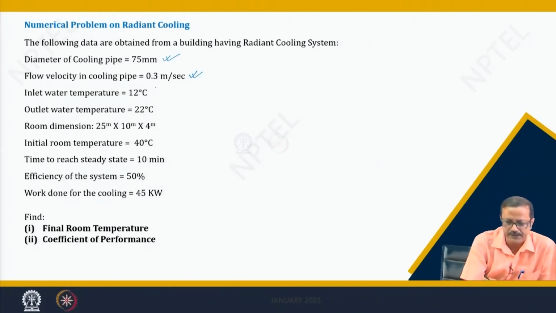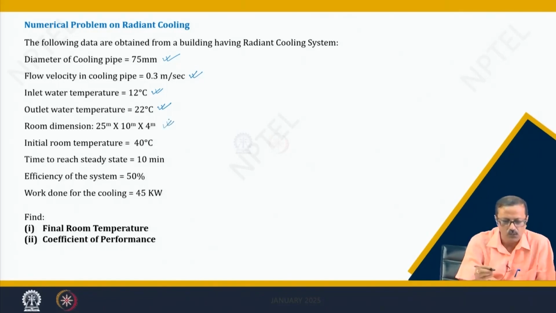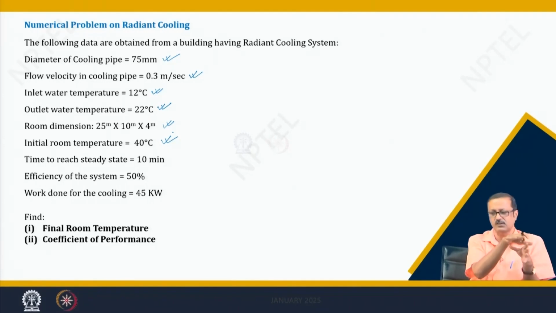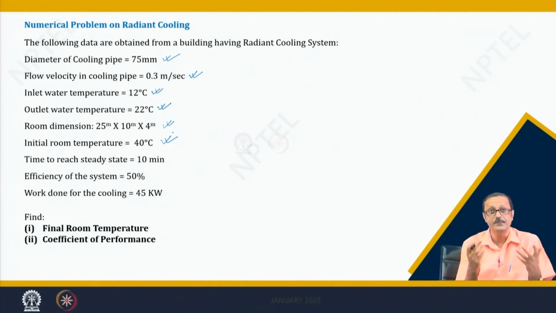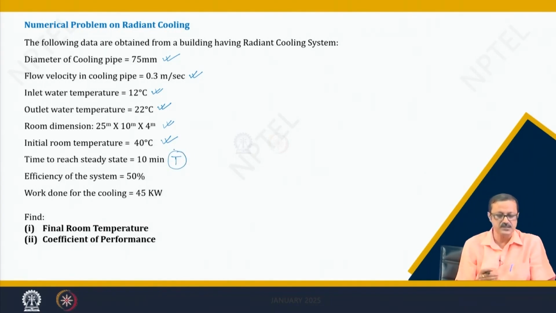I know the inlet temperature and the outlet temperature: 12 degree and 22 degree C. In the previous case we discussed 8 degree and 18 degree, something like that. We know the room dimension, and we know the initial temperature of the room, 40 degree, and that will definitely be cooled down because it has to lose some heat by virtue of this system. The capital T is 10 minute, the efficiency is 50%, and the work done by this cooling is 45 kilowatt.